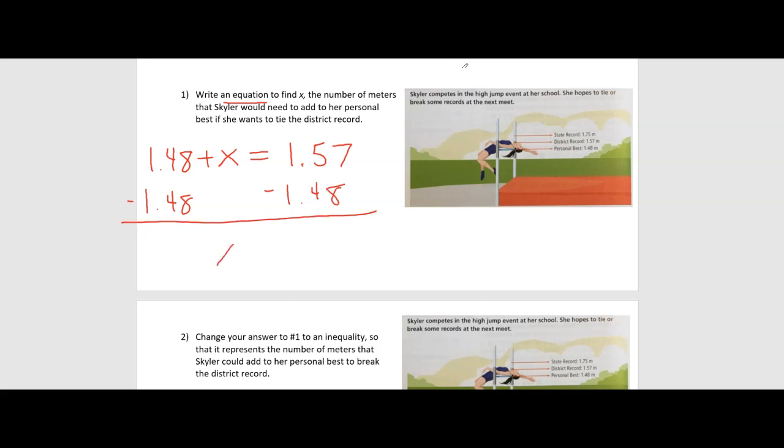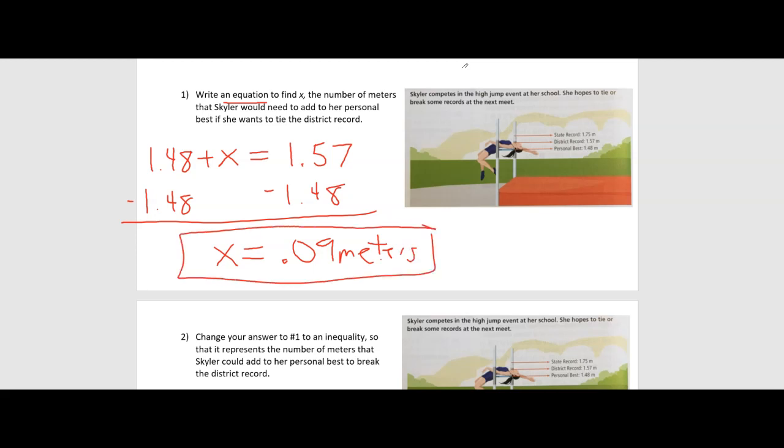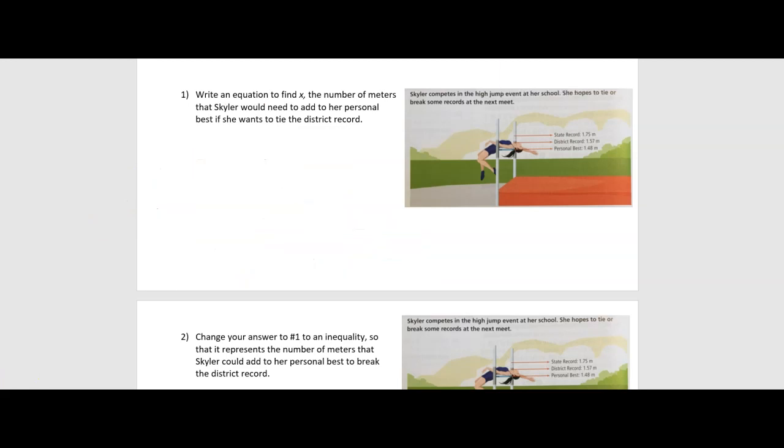And we would see that she needs to add 0.09 meters to her personal best. Okay, so again, this was just an equation. Let's take a look at number 2 and see what we need to do to come up with an inequality.